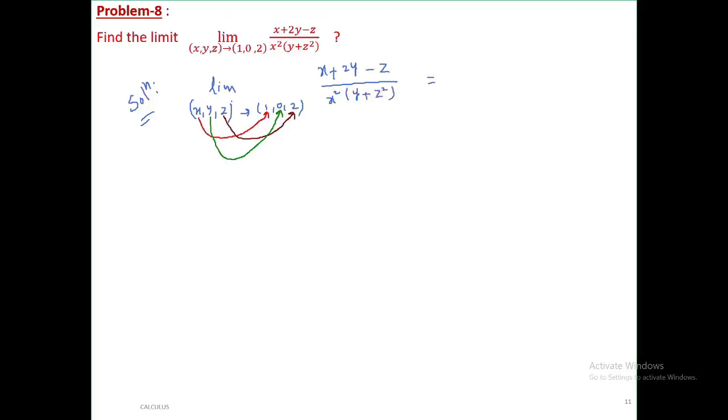Now substitute the limit. Wherever x there is 1, wherever y there is 0, wherever z there is 2. Let us substitute: 1 plus 2 into 0 minus 2, divided by x square, that means 1 square, y value 0 plus z square, z value is 2, so 2 square. So the answer is 1 minus 2, so minus 1, divided by 4. So minus 1 by 4 is the limit value. So don't worry about these 3 variable functions. Let us concentrate only on 2 variables. That is enough for your standard.